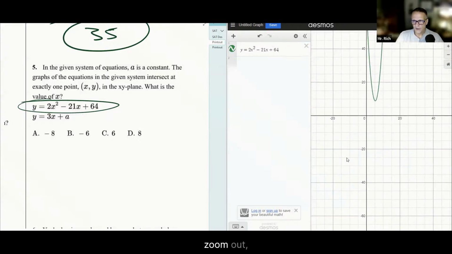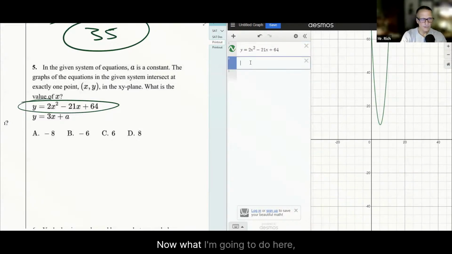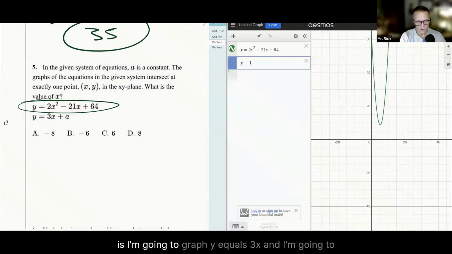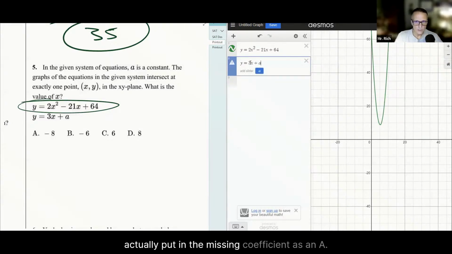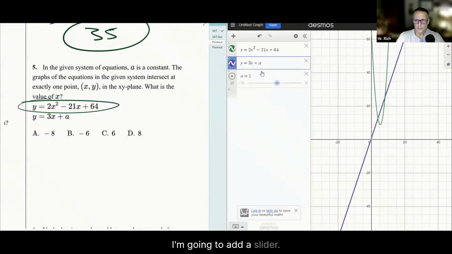If I zoom out, I can see the parabola. Now what I'm going to do here, students, is graph y equals 3x, and I'm going to actually put in the missing coefficient as an a. And what Desmos does, if you've never used Desmos before, you may not know this. If you have, you've seen this, that it asks you, hey, do you want to add a slider so that you could change that constant? And I'm going to add a slider.